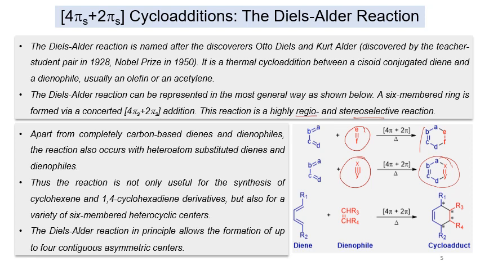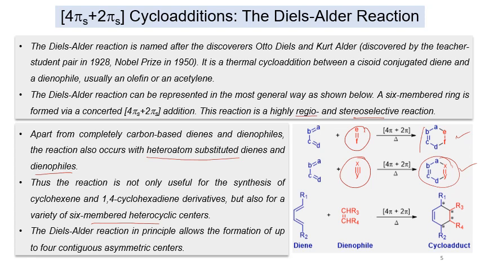Apart from carbon-based dienes and dienophiles, you can also use heteroatom substituted dienes and dienophiles. Any of these A, B, C, D, E, F or X, Y can also be a heteroatom. Therefore, not only is this reaction very useful for the synthesis of cyclohexenes and cyclohexadienes, but it is also very useful for the synthesis of six-membered heterocyclic ring systems.